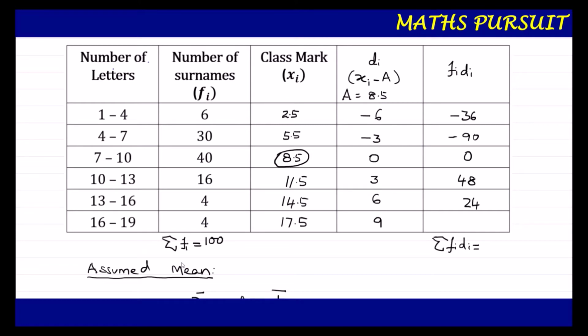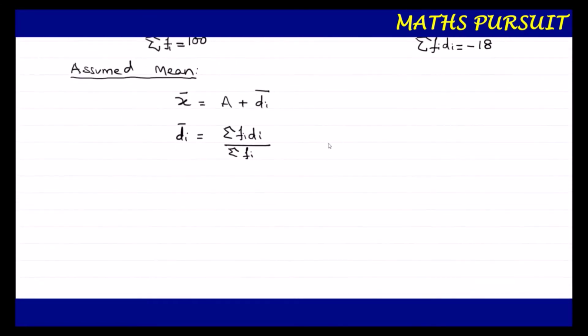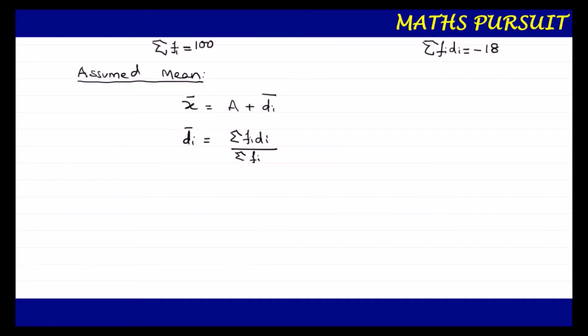Then we will get 4 9 are 36. These are the figures that we got for fi di. Now I am going to add these all together. If I add all together these figures, I am going to get minus 18. So this is what we got for summation of fi di. So after getting the summation of fi di, we can find out the mean deviation.